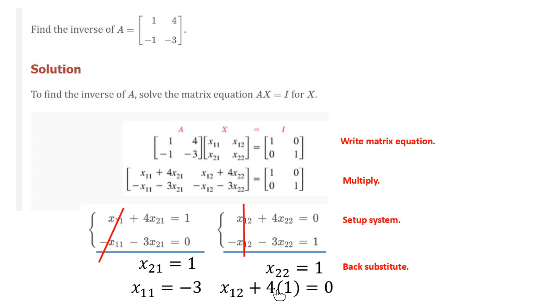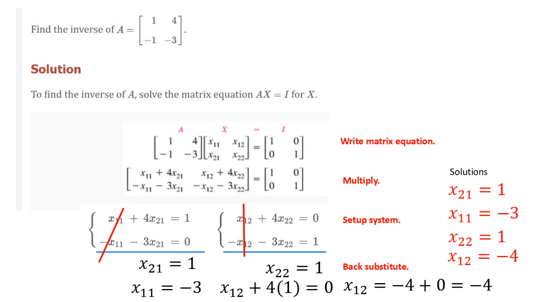So I'm going to back substitute. I'll use the first equation, x12 plus 4 times 1 that we found here, and solve for x12. So we get negative 4. And so the elements that we found are these right here. So how do they look in a matrix? x11 is negative 3, so that goes here. x12 is negative 4, so that goes here. x21 is 1, so that goes here, and x22 is 1, so that would be your inverse.